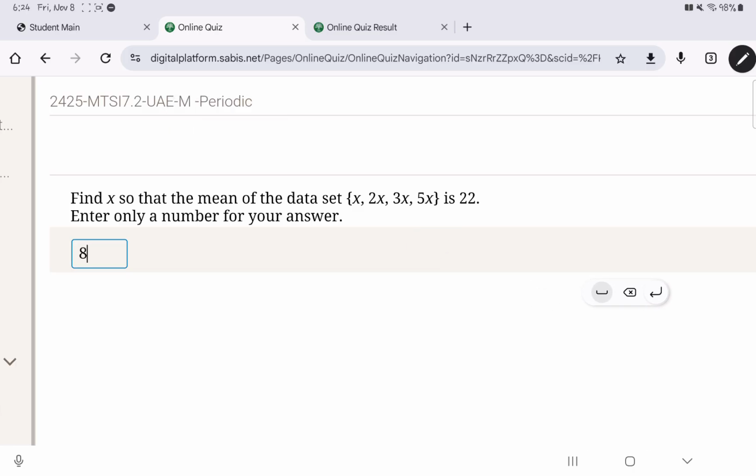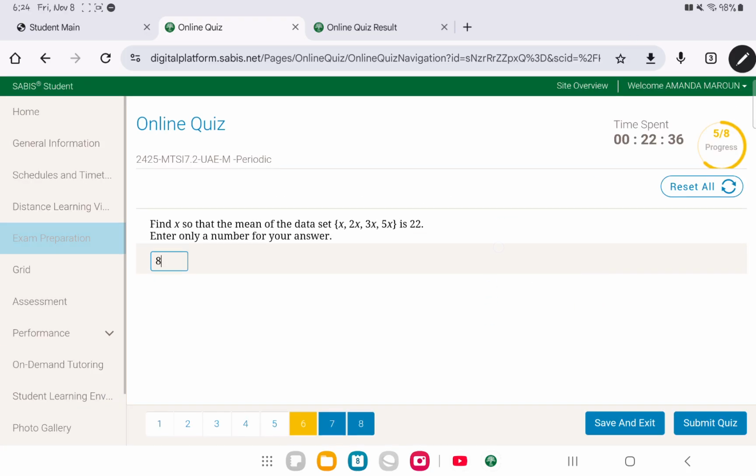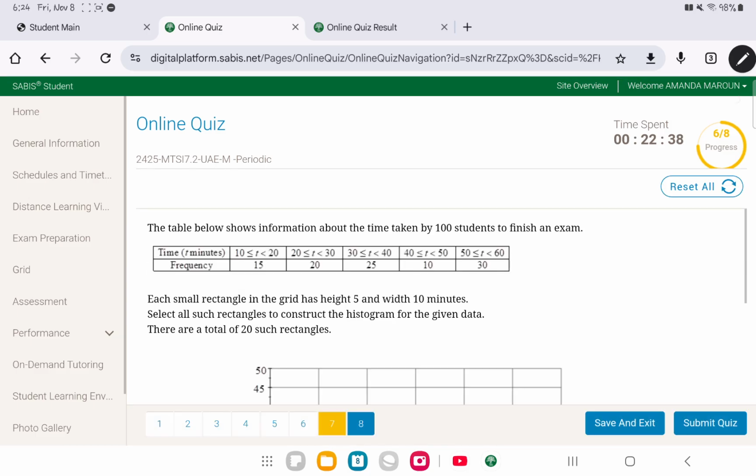If you want to substitute, let's see. It's going to be 11x over 4. Will it be equal to 22? So 11 times 8. Okay, so replace x by 8. So 11 times 8 over 4, you are going to get then 22. That's question number 6 done.